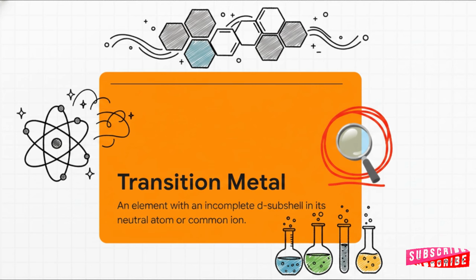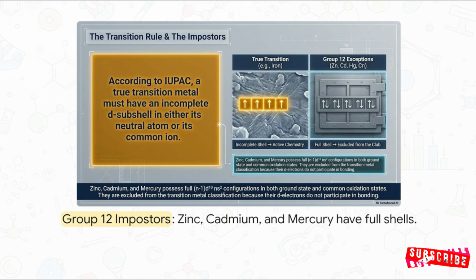Because that incomplete shell, it's the engine. It's the source of all the active chemistry, and it's exactly what allows these metals to do all the incredibly fascinating things they do. And of course, because it's chemistry, there are exceptions. Enter the Group 12 imposters: zinc, cadmium, and mercury. You will almost certainly be tested on these guys.